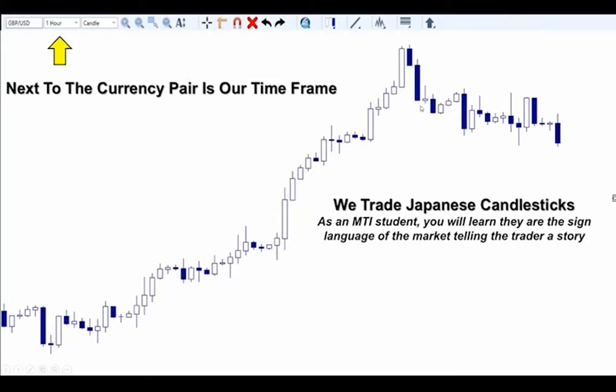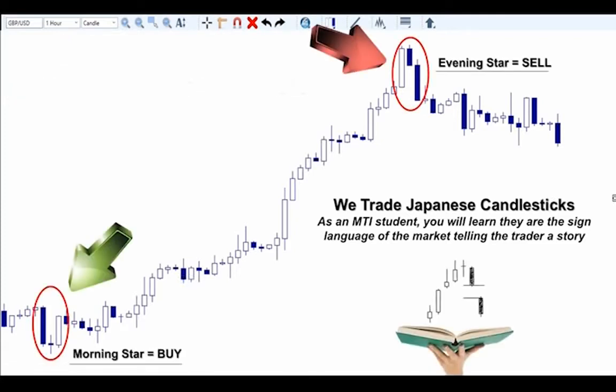They're very simple here. Now, the neat thing about these candlesticks, something we teach our students, is that they're going to form what are called candlestick formations. These candlestick formations are considered the sign language of the market. They tell the trader a story, helping us to determine which way the market's going.